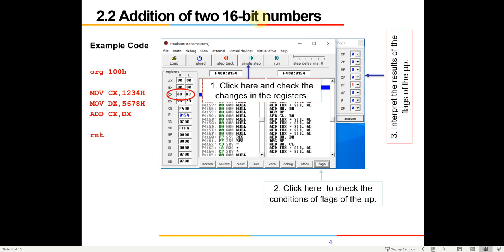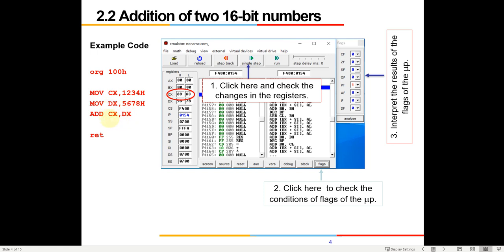Now the second part will be 16-bit number addition also. Okay, a word addition. The only difference here is that you will move 16-bit data into the registers. Like in this example, in CX we are moving 16-bit data, in DX we are moving 16-bit data, and then we are adding CX and DX.